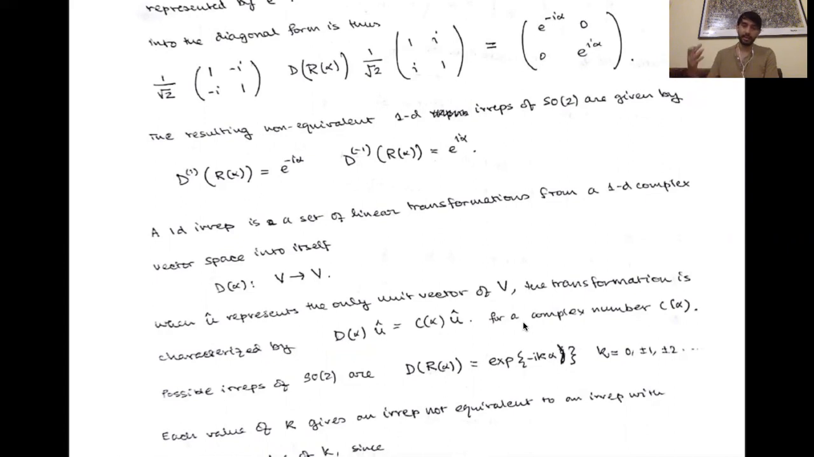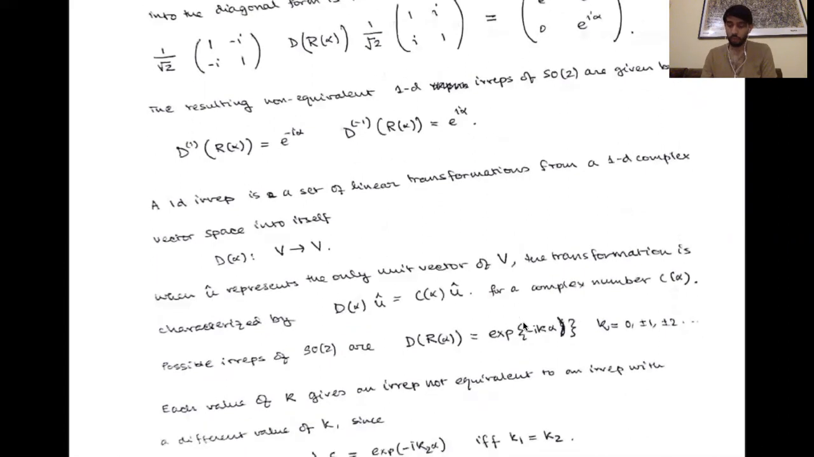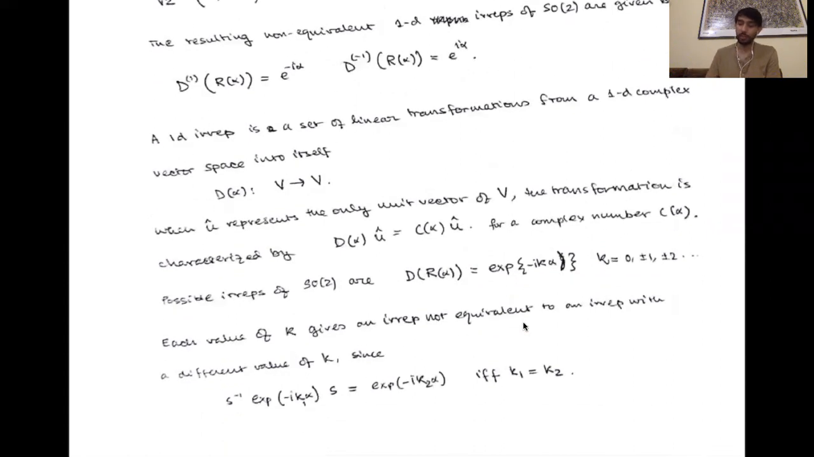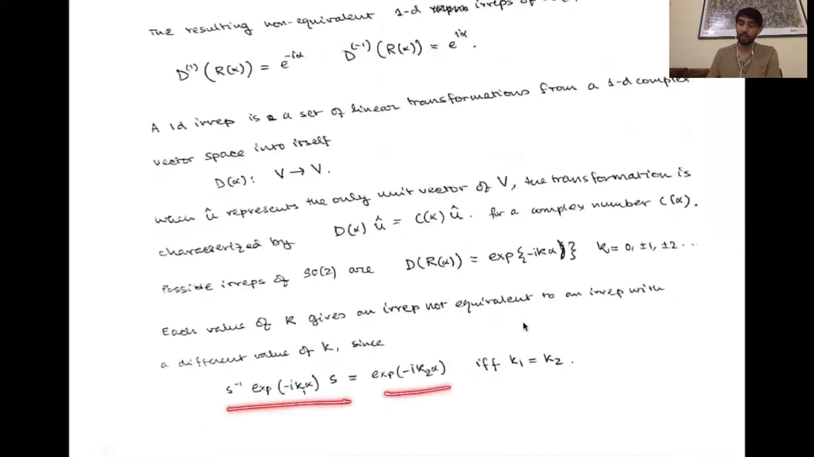For some complex number C alpha. The possible irreducible representations of SO2 are given by exponential e to the ik alpha, where k is all integers. And each value of k gives an irreducible representation that is not equivalent to one with some k prime. So that should be obvious, that you would not be able to transform it to something like this unless these guys are one and the same.